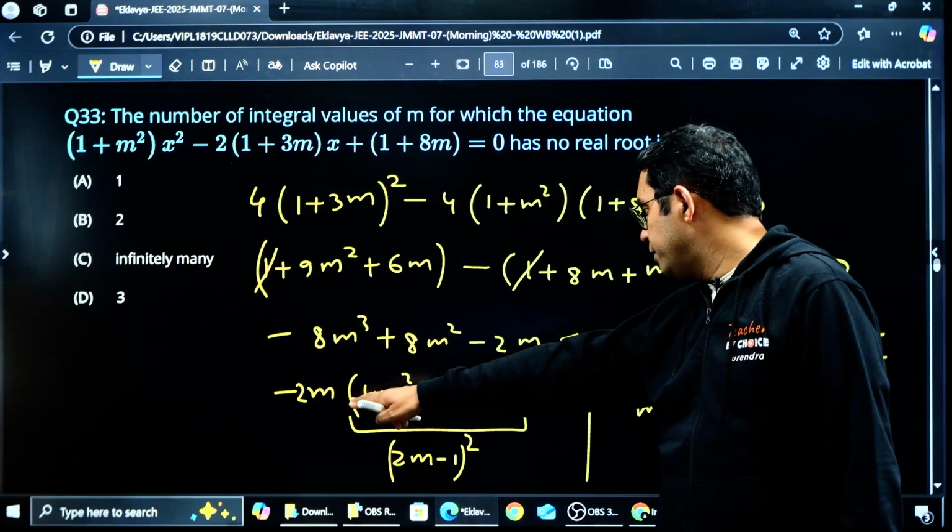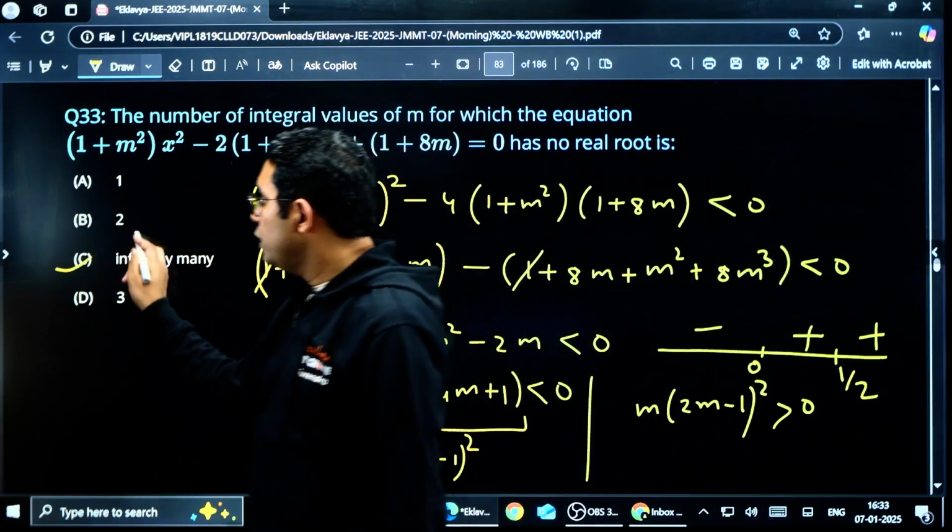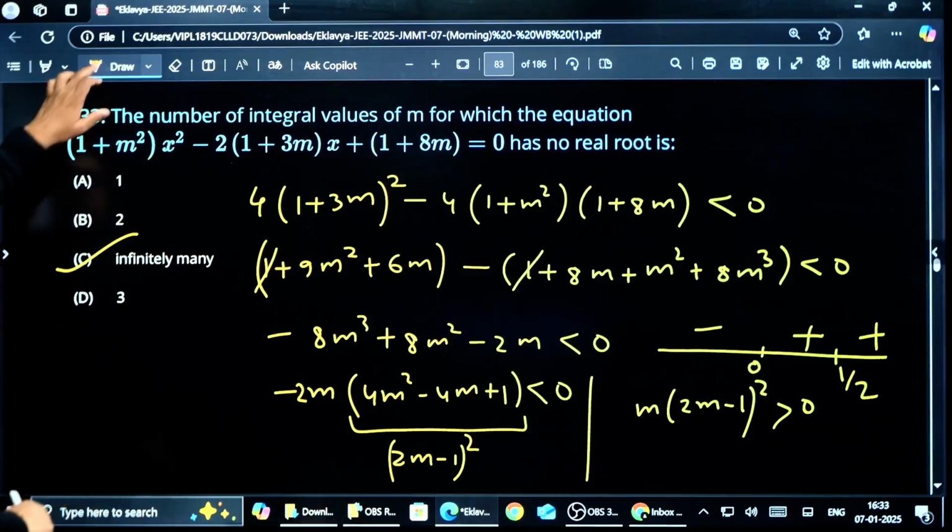I think from here also, m is negative, m is positive, then it will satisfy. Yeah, correct. So infinitely many will be the answer of this question.